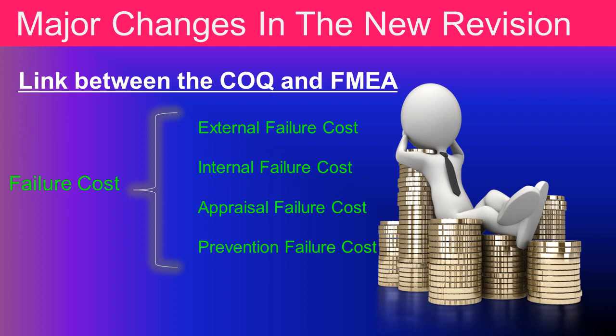Appraisal costs are associated with the testing and monitoring of items or activities. Examples: routine testing cost, labor cost, etc. And the prevention costs are associated with any activity that prevents failure. For example, auditing, training, and the FMEA development process are part of prevention cost.